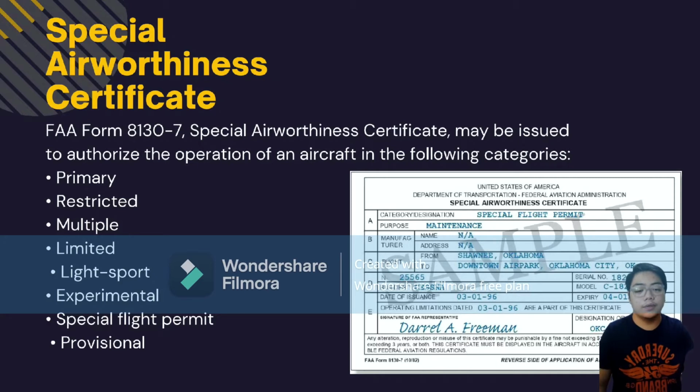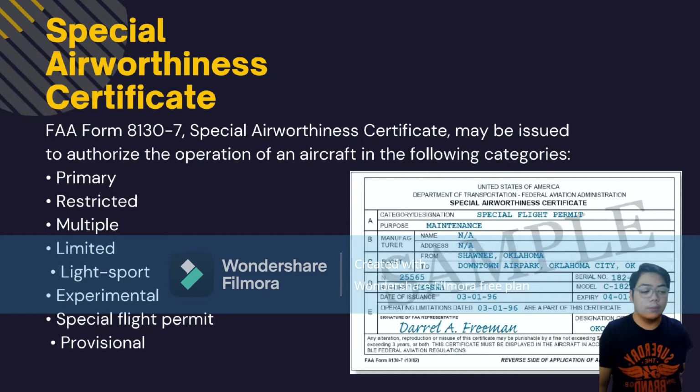Special Airworthiness Certificate, FAA Form 8130-7. A Special Airworthiness Certificate may be issued to authorize the operation of an aircraft in the following categories: primary, restricted, multiple, limited, light sport, experimental, special flight permit, and provisional.